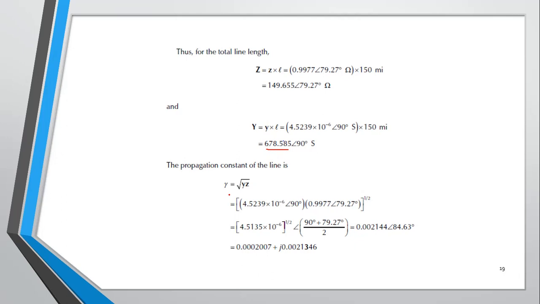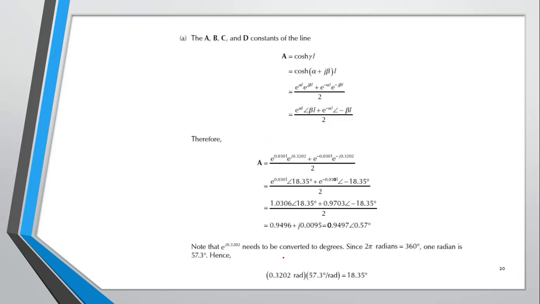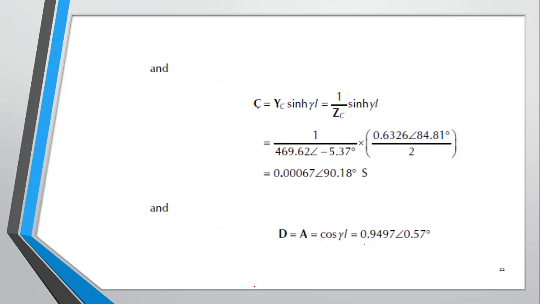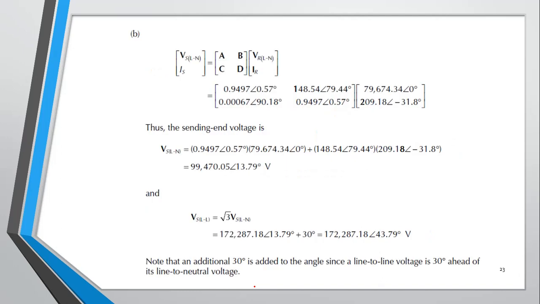Now we will calculate gamma. Gamma is under root YZ. We can calculate gamma in real plus imaginary form. Now we have to calculate A, B, C, D. A is the cosh of gamma L, so we can calculate A. Similarly, B is ZC sinh of gamma L, so from the expression we can get B. Similarly, we can get C and D.